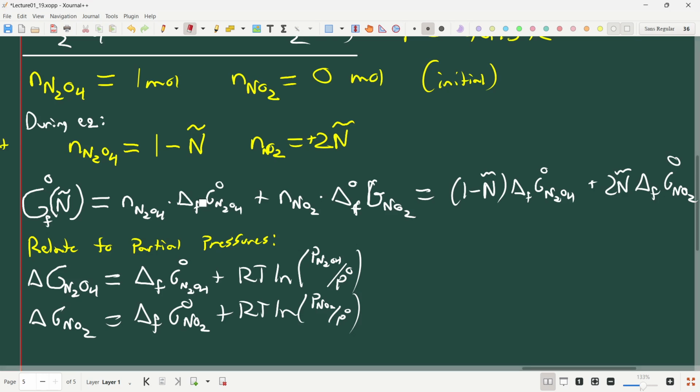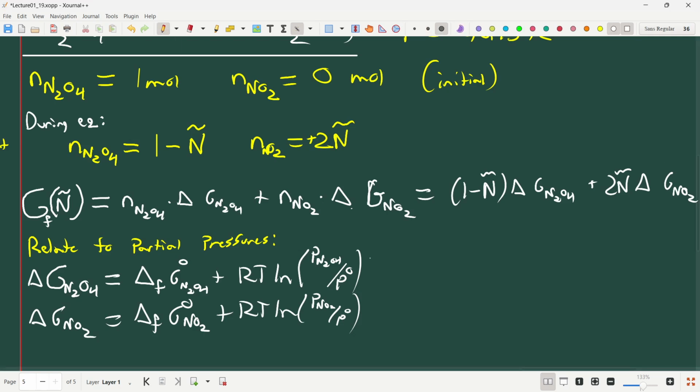Let me clean this up a little bit. These are just regular Gibbs energies. I apologize, but that's okay. It doesn't matter. The work is exactly the same. All right, so I can plug these now into my expression.